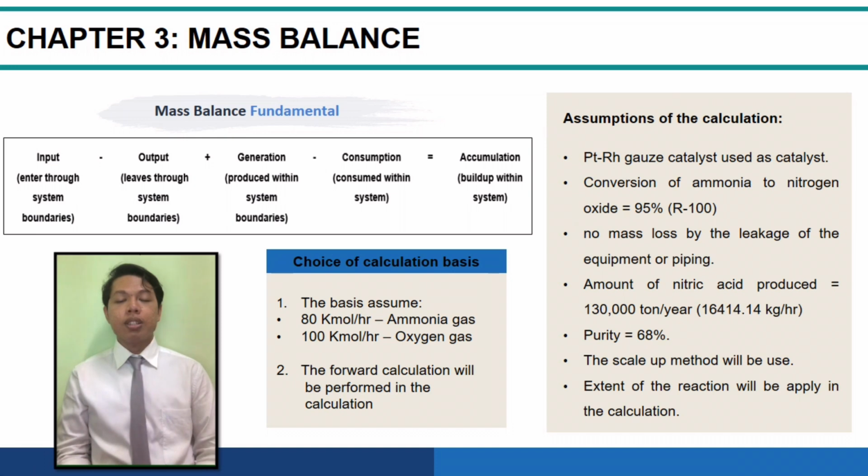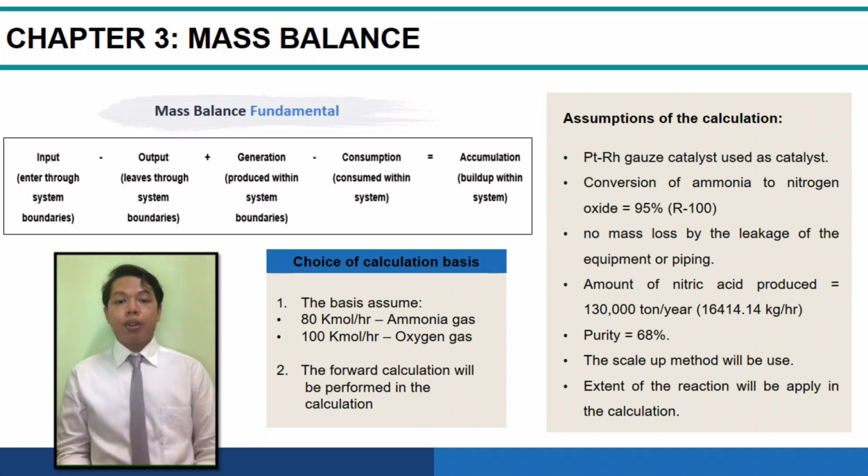There are a few assumptions in calculating the mass balance. The first one, there will be one catalyst that we use in the reaction, which is platinum rhodium gauze catalyst. Second, we assume the conversion of ammonia to nitrogen oxide is 95%. Third, there will be no mass loss by leakage of the equipment or piping. Fourth, we target the amount of nitric acid produced to be 130,000 tonnes per year, which is equivalent to 16,414.14 kg per hour. Next, we target the purity of nitric acid to be 68%.